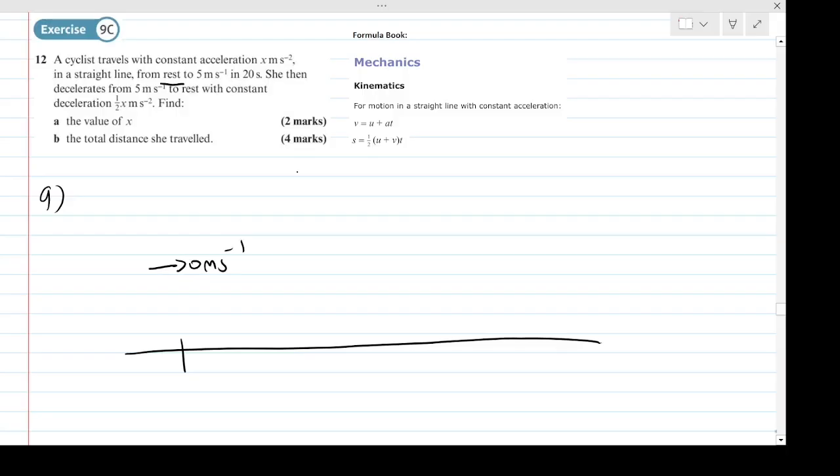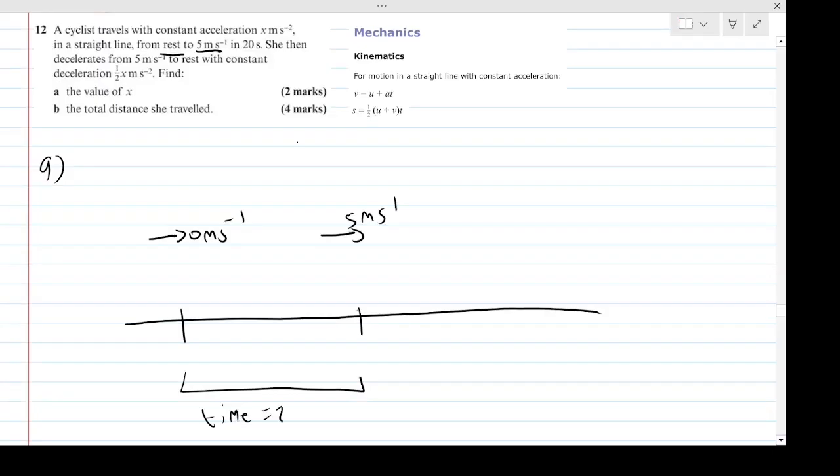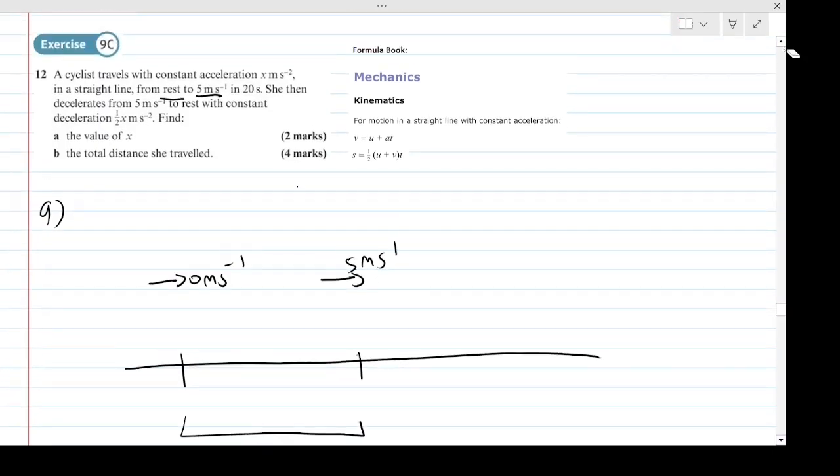And then she goes from 0 to 5 meters per second, let's say here, in 20 seconds. The time here is 20 seconds. And we're also told at this point she travels with constant acceleration of x. So acceleration, I'm going to again represent with this double arrow line of x meters per second.